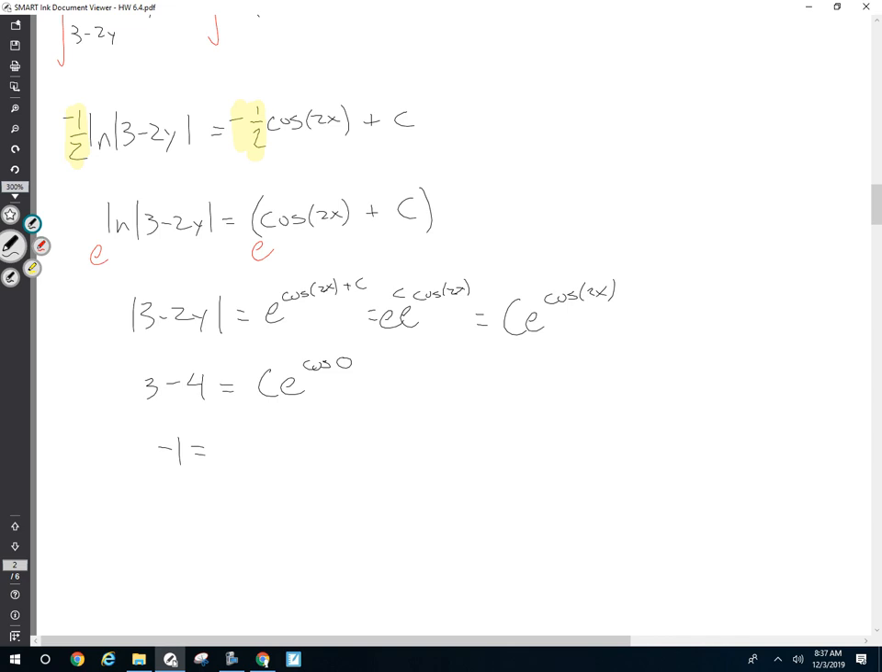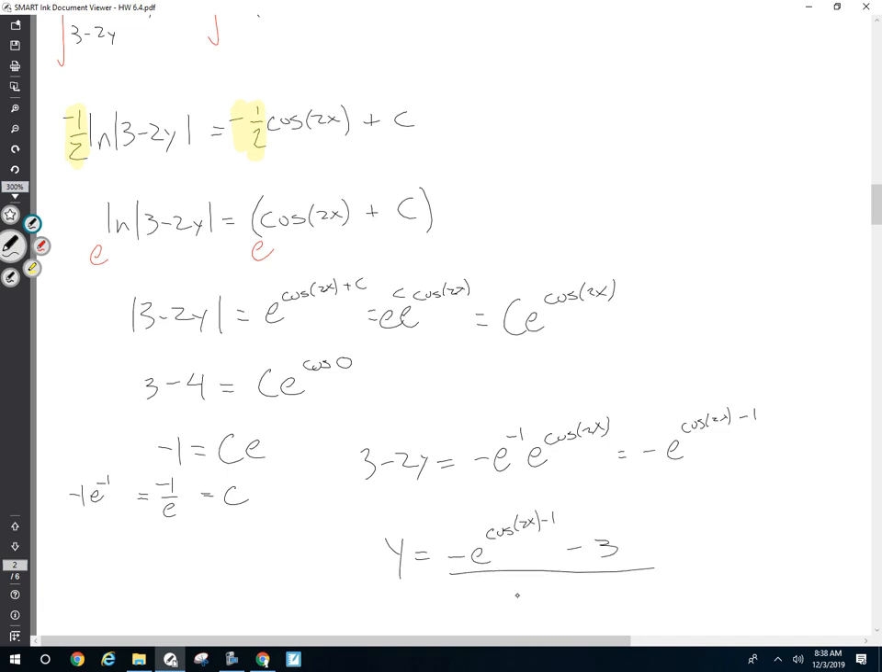That is negative 1 equals c e. Cos 0 is 1, so c is equal to negative 1 over e. Okay, so that gives me 3 minus 2y equals negative 1 e to the negative first, negative e to the negative first, e to the cos 2x. Subtract 3 divided by negative 2. Maybe put this e to the negative first up with this e. So maybe I'll write that right now. This could be written as the opposite of e to the cos 2x minus 1. So I get the opposite, e to the cos 2x minus 1, minus 3 divided by negative 2.